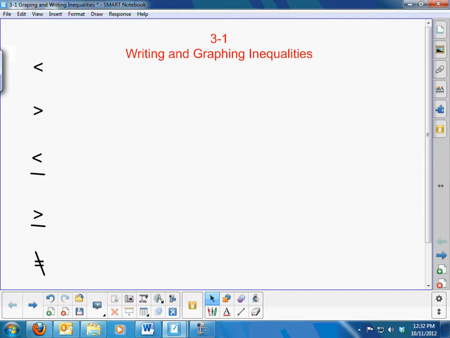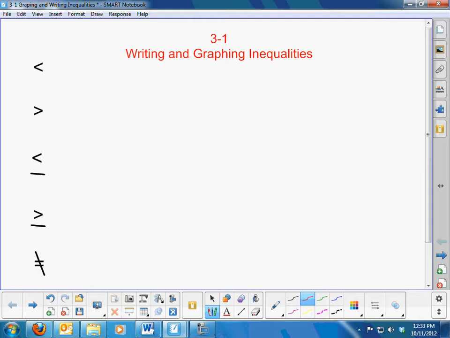So what we're going to talk about today is section 3-1, writing and graphing inequalities. Now you should know what an inequality is. You have probably definitely encountered several of the inequalities, less than, greater than. I know you know what those mean. But we're going to talk about all of the inequalities today and make sure you know how to write inequalities, how to graph inequalities, because that is where we're going to be going next.